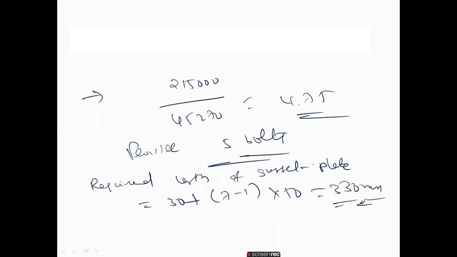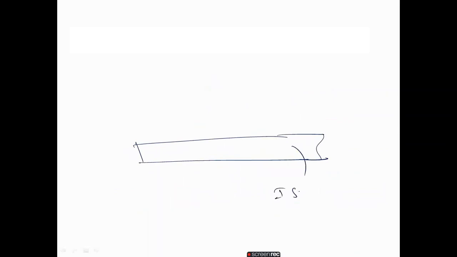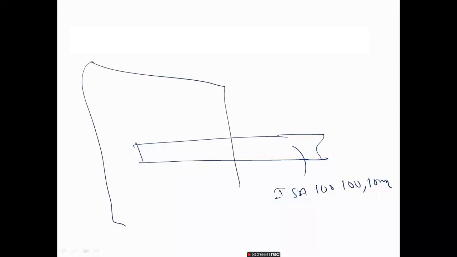Already we know that 480 is required without the lug angle. Once we provide the lug angles, we get 330 mm only. How will we draw this? Suppose this is our section, ISA 100 by 10 mm, and this is our gusset plate.